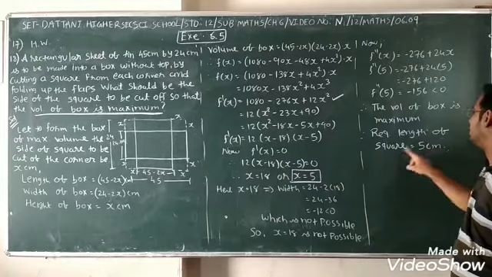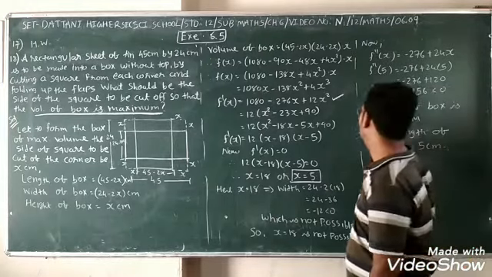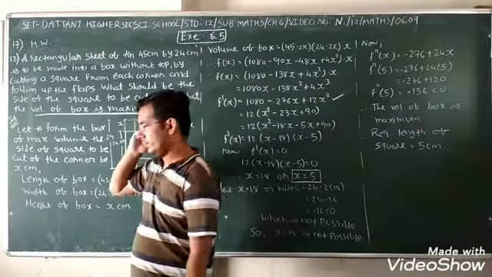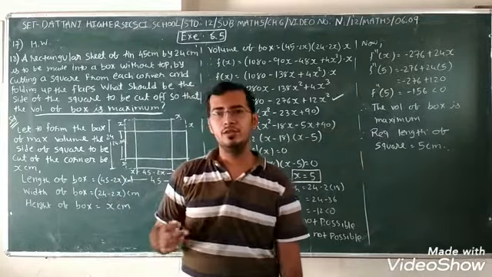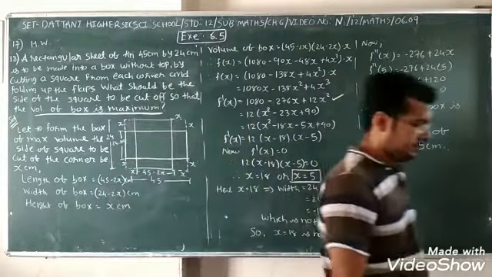Therefore the required length of the square is 5 cm. That is your final answer. Both things we have done: we found the value of x and also proved it is maximum. Note it down.